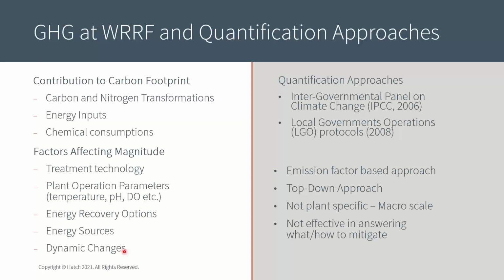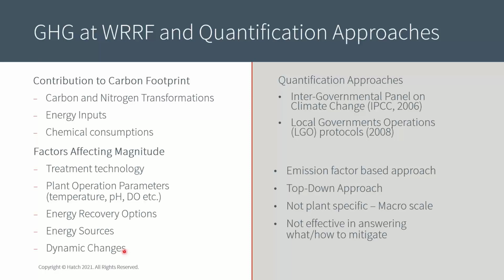So this is really a top-down approach where you know, for example, your flow rates, and then you apply the loadings, and then you apply these factors, and then you come to a number. But we have to remember that these are not really plant-specific approaches, and they are really at a macro scale. So they don't really look into any of the operational practices. They do not really look into any of the treatment technologies. So they are kind of not really as much representative, and they cannot also provide us any answers with respect to what and how we can mitigate the emissions from our treatment plants.